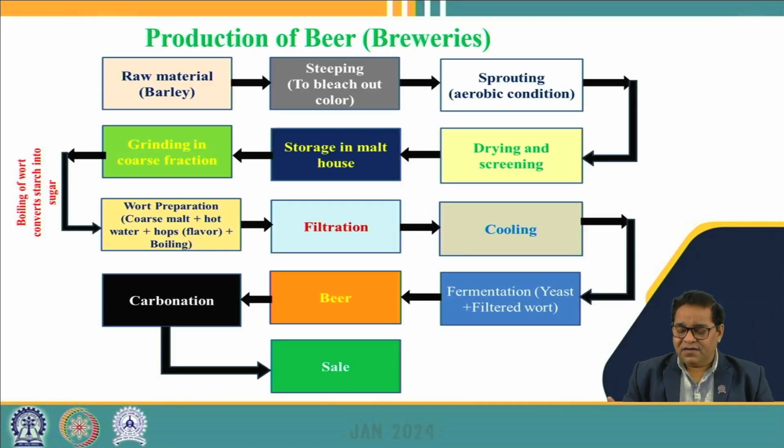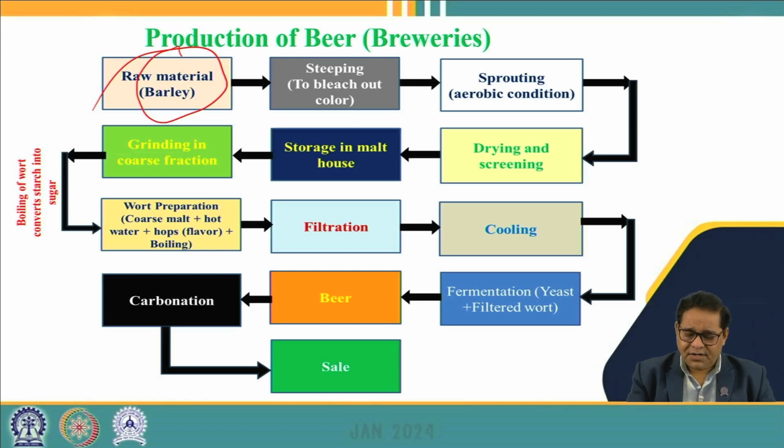So this is basically the process diagram which describes how beer is produced in the brewery industry. First of all, the raw material we have to procure is barley, the grain we use for fermentation, which contains a lot of starch and sugar. In a brewery, we mostly use barley as the grain for fermentation of alcohol.